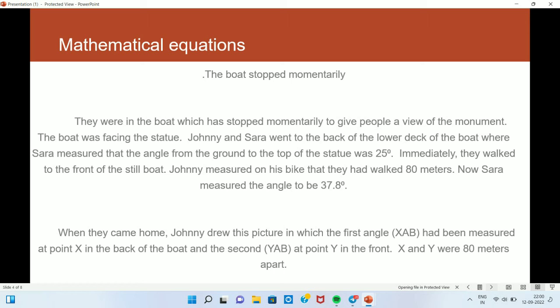Immediately they walked to the front of the boat. Johnny measured on his bike that they had walked 80 meters. Now Sarah measured the angle to be 37.8 degrees. When they came home, Johnny drew this picture, where the first angle XAB has been measured at a point X at the back of the boat and the second, YAB, at a point Y in the front. X and Y were 80 meters apart.